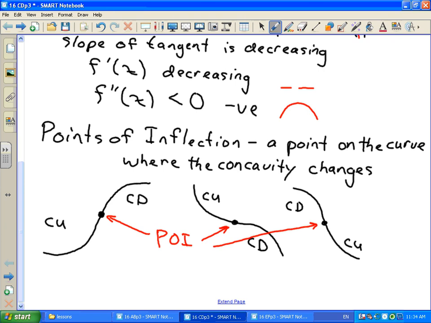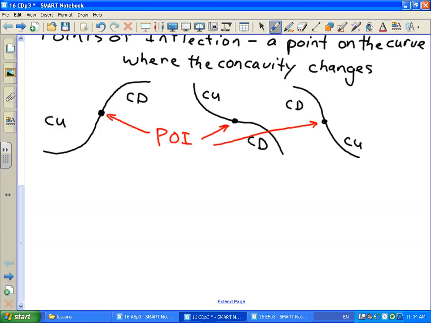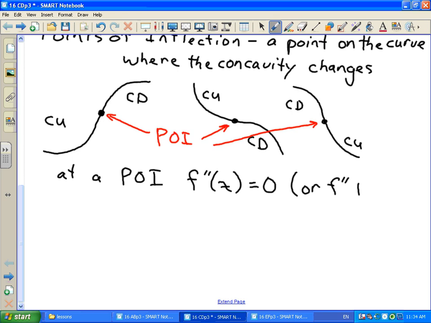Now, what is true about points of inflection? Well, at a point of inflection, our second derivative is equal to 0, or it does not exist. Okay. So this suggests to us a possible way of finding points of inflection. Take our second derivative, set it equal to 0, or look for the points where it does not exist.